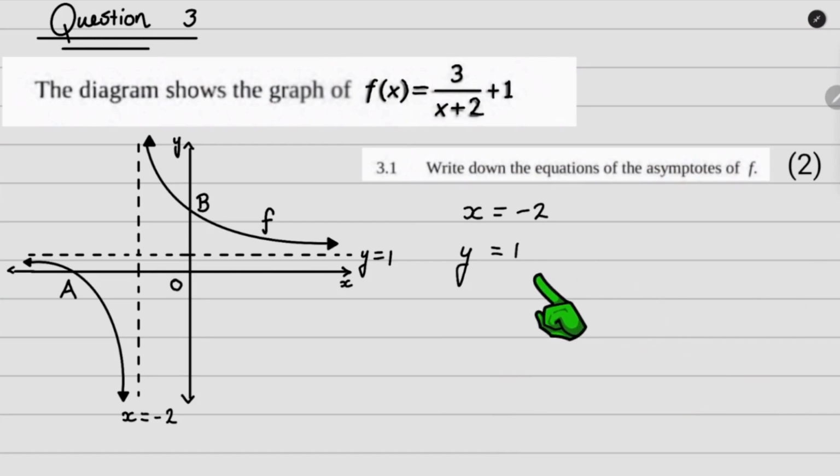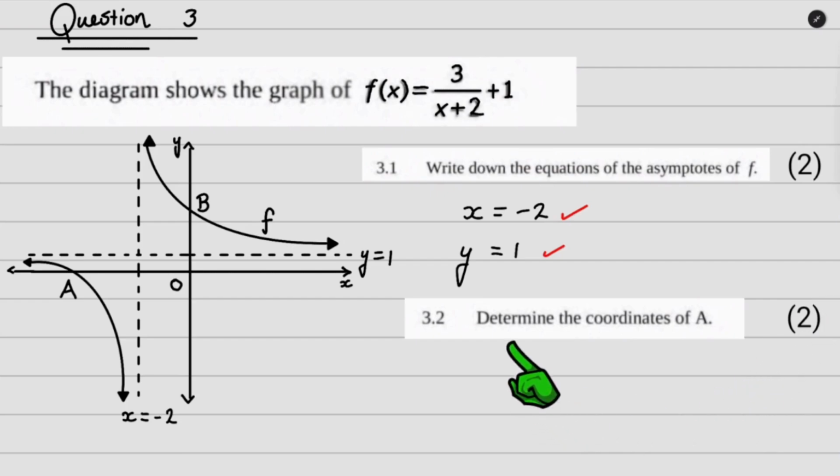And I like to also put them on my graph so I know more about my graph. So this horizontal asymptote is y equals 1. You can just write it anywhere close by as long as you associate it with the dotted line. And then the other vertical asymptote, this guy over here, the equation for him is x equals minus 2. And then you get 1 mark for each of those respective equations.